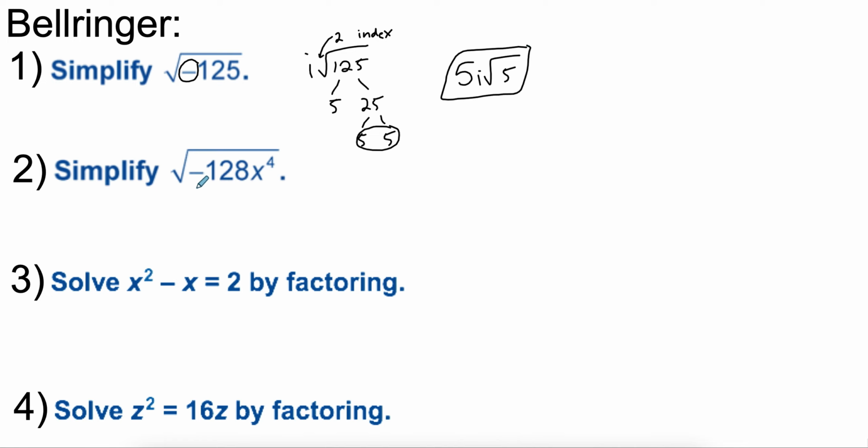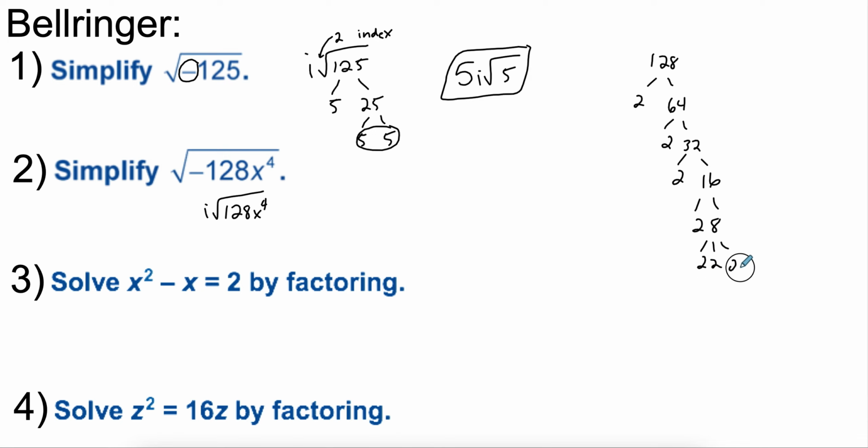Second one, same kind of idea. i comes out, we got 128 x to the fourth, and then we're looking to break these things down. Now I know this one has a variable, so it's a little bit different. Let's do that 128 off to the side. So easiest thing, if you don't know what goes into 128 or a number, take out a 2 or a 3. So we take out a 2, we get a 64, and we just keep breaking that down by 2. So 32, 16, 8, and 8 is made up of 2 times 2 times 2. This is the easiest way to do it with a bunch of 2s.